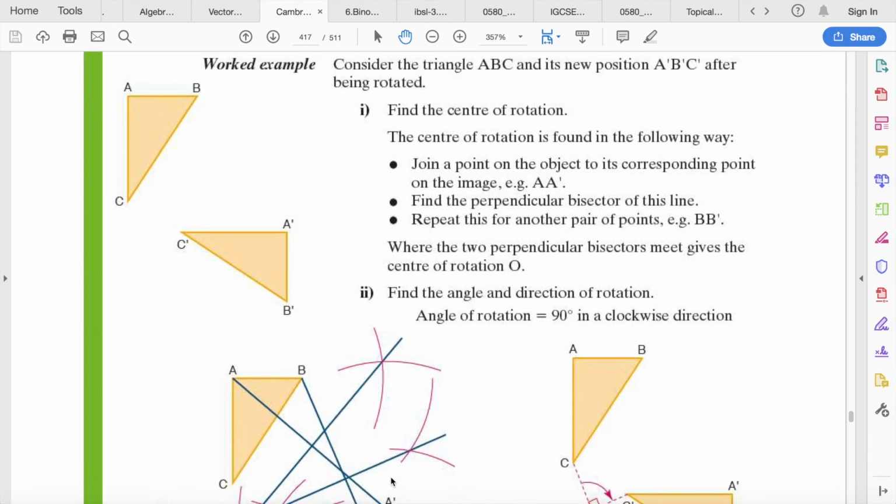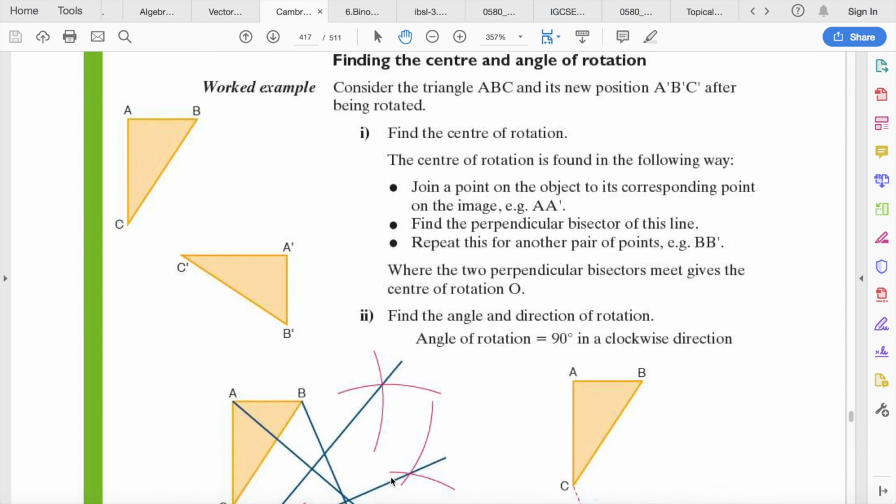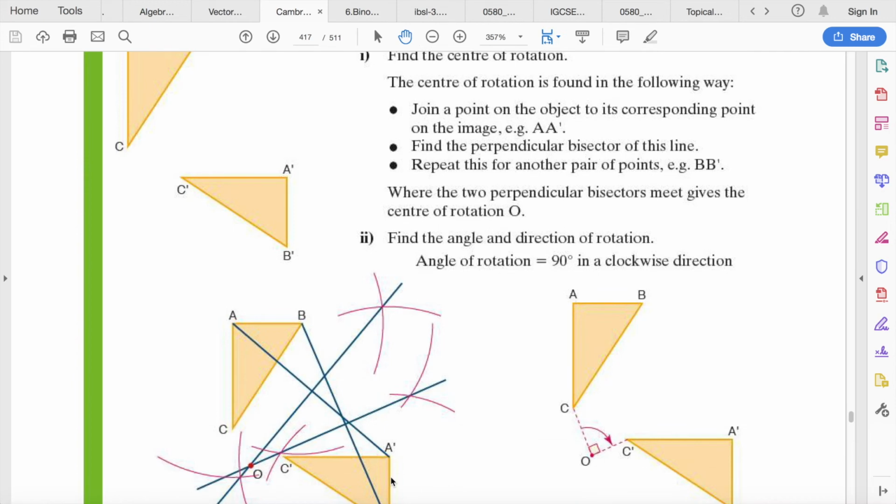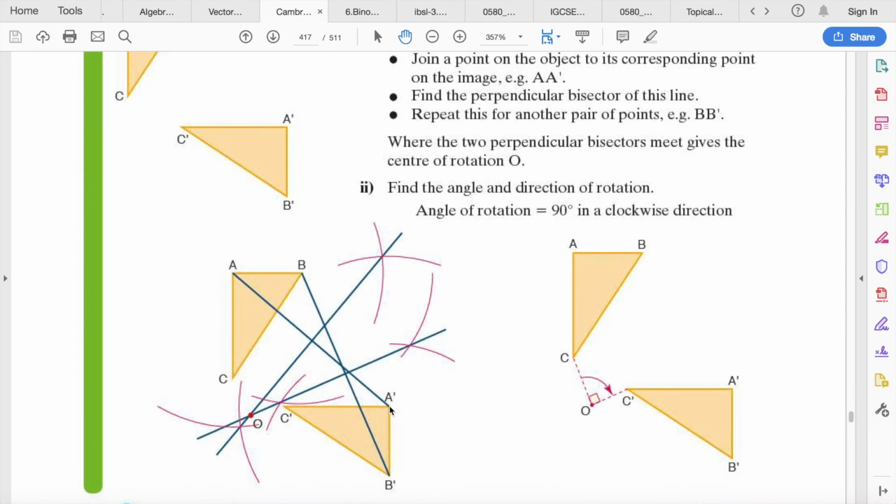Then you have learned how to construct the perpendicular bisector of these two lines. For example, AA prime. Put the pin of your compass here, draw two arcs. It can be a continuous arc. Then from A prime, another arc. Then where these two arcs meet each other, join them. So it is the perpendicular bisector of AA prime.